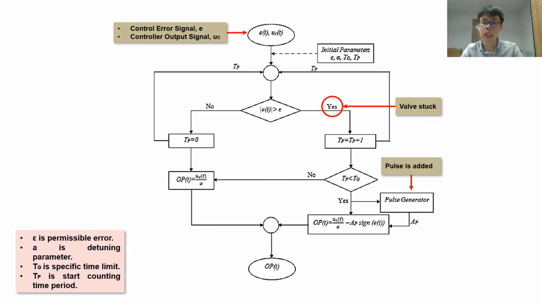It will send the signal to the pulse generator where the pulse will be added to the output signal. If TP is smaller than TG, it means that the valve can already move and function. Then it will return and proceed with the normal output signal. Hence, basically this is how the compensator works. This compensation method requires the usage of a simple pulse generator, and the detuning parameter is the only parameter that needs to be specified each time depending on the controller and the process.